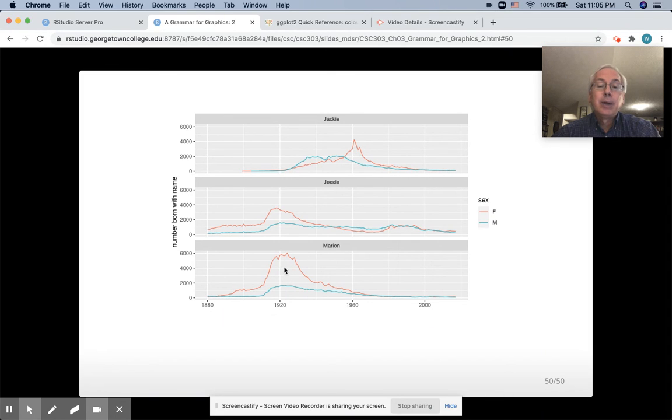And then Marion was relatively popular for women around the same time that Jessie was popular. It was peaking for men too around this time, but much less popular. So anyway, we get a definite sense. We can read these graphs and see how we can compare the trajectories of these names over time for both men and women. So this gives us a sense of what we can do with scatter plots and line plots, and we'll be playing with these things more as the course goes on.